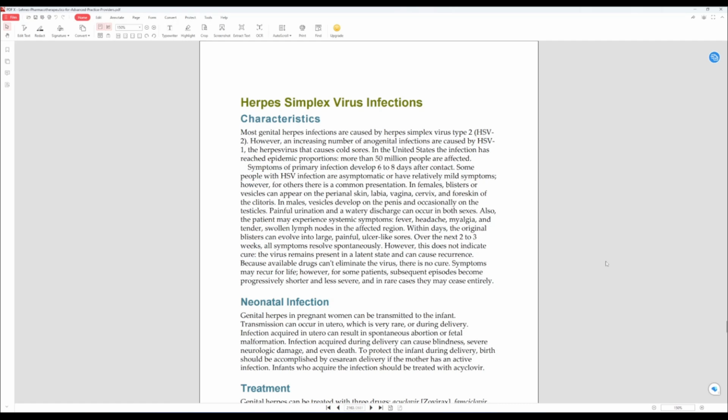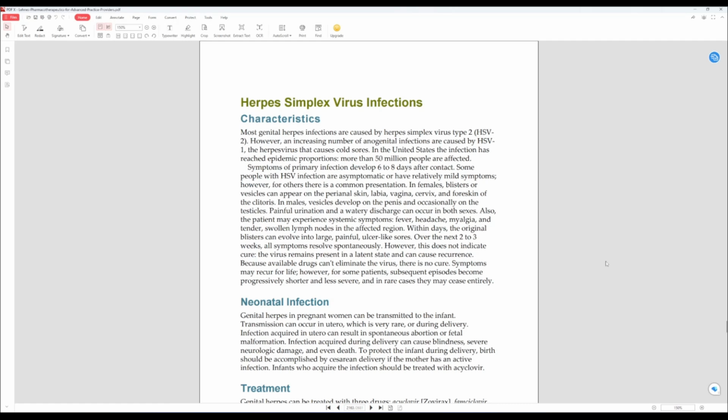In females, blisters or vesicles can appear on the perianal skin, labia, vagina, cervix, and foreskin of the clitoris. In males, vesicles develop on the penis and occasionally on the testicles. Painful urination and a watery discharge can occur in both sexes. Also, the patient may experience systemic symptoms, which include fever, headache, myalgia, and tender, swollen lymph nodes in the affected region. Within days, the original blisters can evolve into large, painful, ulcer-like sores. Over the next 2 to 3 weeks, all symptoms resolve spontaneously.